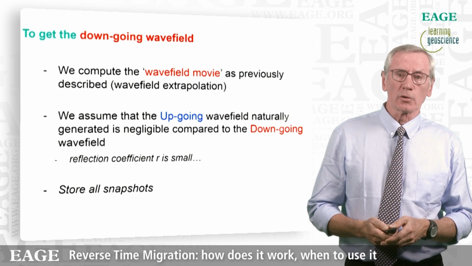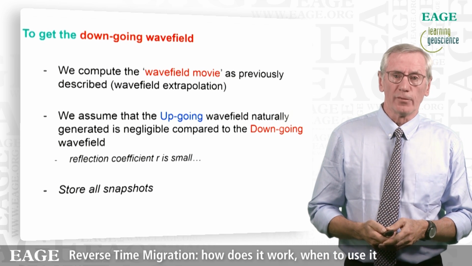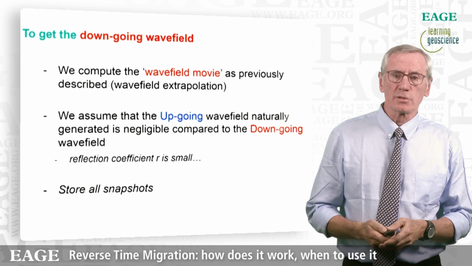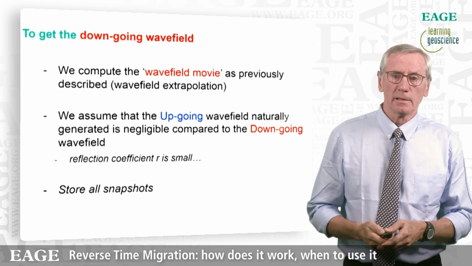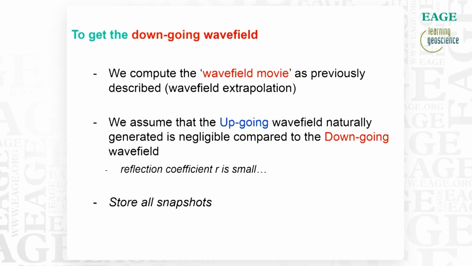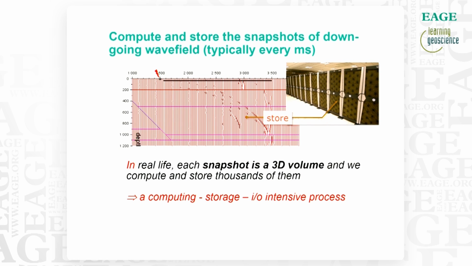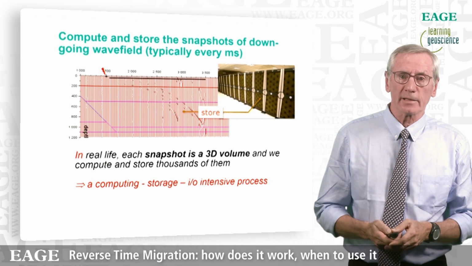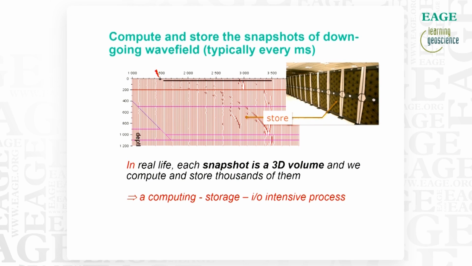The first job is to get the downgoing wave field. For that, we simply compute the full wave field movie as shown in part 1. We know that it includes the upgoing wave fields, but we simply ignore it based on the fact that it is R times lower in amplitude, the reflection coefficient R being small, a few percent in general. An important point is that we need to store everything, every single snapshot. The issue is that snapshots are large 3D volumes, the size of the aperture, and we compute and store classically one such volume every millisecond. I'll give some figures about that in a moment.